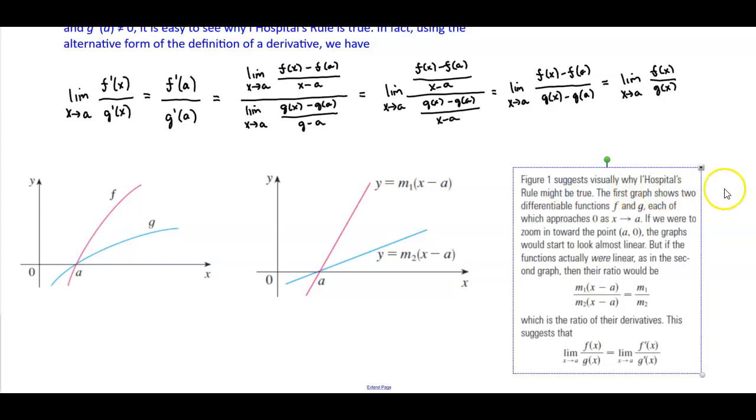So this figure suggests why L'Hopital's rule might be true. The first graph shows two differentiable functions, f and g, each of which approach 0 as x approaches a. Now, if we were to zoom in towards the point a, 0, the graphs would start to look almost linear. But if the functions actually were linear, as in the second graph, then their ratio would be m1 times x minus a over m2 times x minus a, which is equal to m1 over m2, which is the ratio of their derivatives. This suggests that the limit as x approaches a of f of x over g of x is equal to the limit as x approaches a of f prime of x over g prime of x.